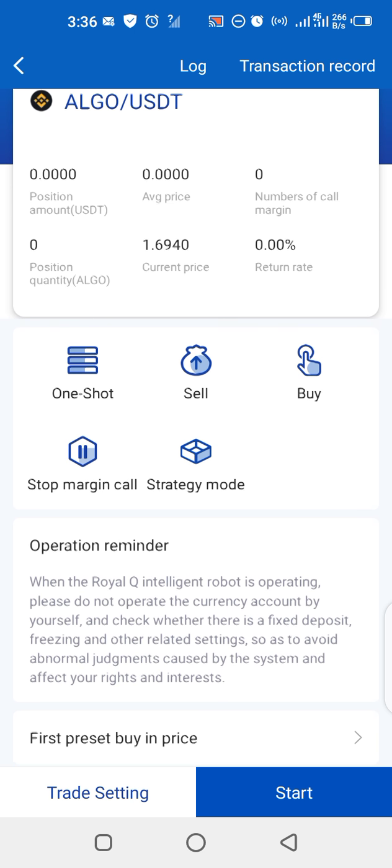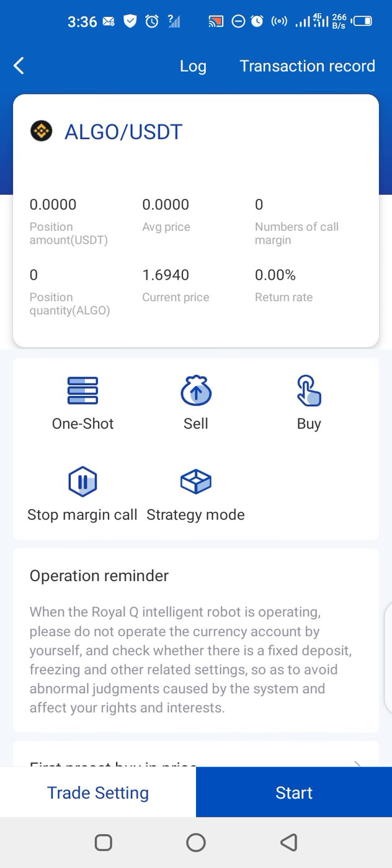Now I want to explain these parameters one by one. So the first one we have here is what you call the position amount. Now this is the amount of money that you have put in this particular coin. Next is the position quantity. These are the number of coins that you have bought using your capital. Then we have what you call the average price.